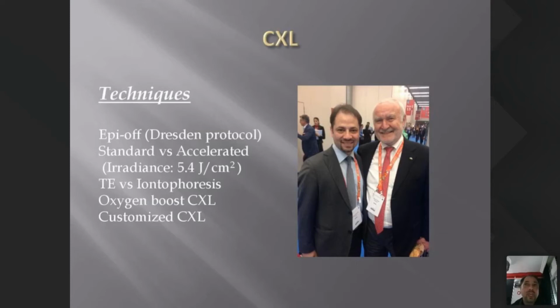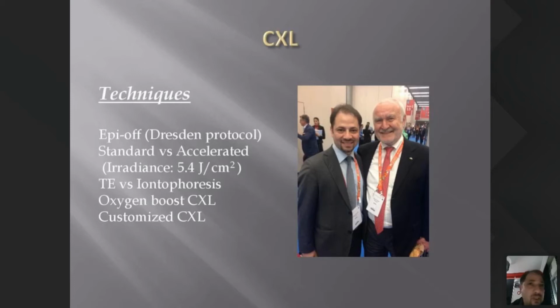So with the new modalities, one of the main goals was to reduce the time of the procedure, either by reducing the inhibition time, the saturation time, like we see in the iontophoresis, or by reducing the irradiance time, like we see in the accelerated cross-linking.